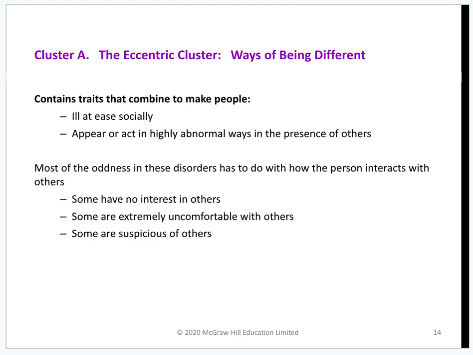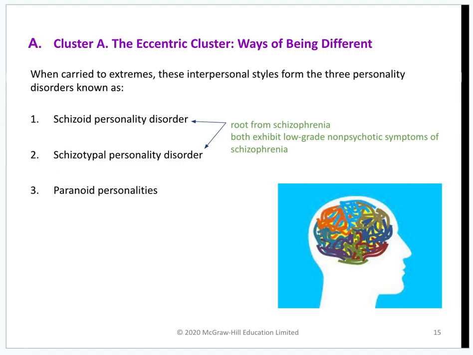It's just awkward. Some have no interest in others at all. Some are extremely uncomfortable with others. And the third group are suspicious of others. The first 2, the schizoid and the schizotypal, have their roots in schizophrenia. There's a tie to schizophrenia in terms of the detached nature. Both exhibit low-grade non-psychotic symptoms of schizophrenia, so they are fairly similar, with a small difference. Paranoid personality disorder is quite a bit different from these 2.